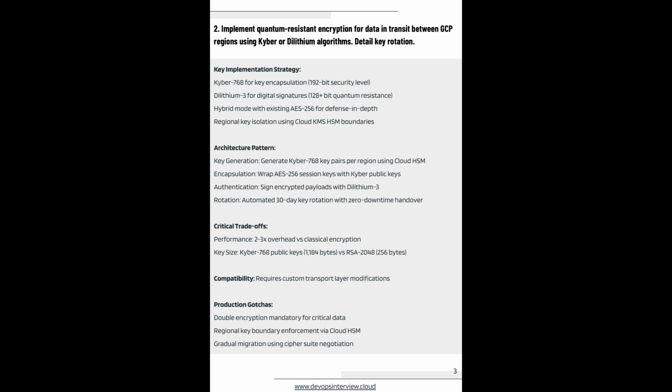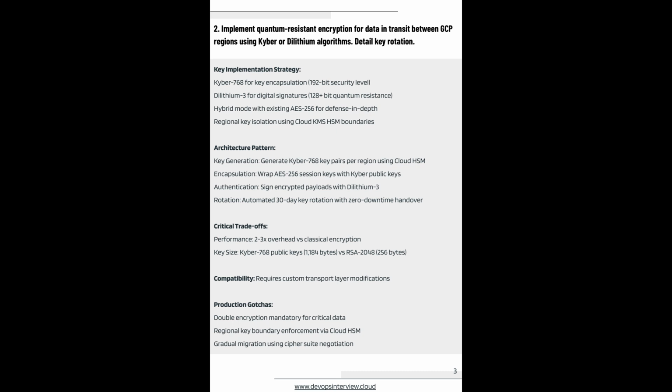Meaning? Meaning keys generated inside a Cloud HSM in, say, us-central1 cannot be extracted as plaintext. They literally cannot leave that HSM or that region. Okay, physically bound. Physically and logically bound. Plus, these HSMs are FIPS 140-2 Level 3 certified. That's a very high level of security, ensuring tamper protection. We also have multi-party authorization controls, so no single person can compromise the system. You need multiple approvals for sensitive operations.